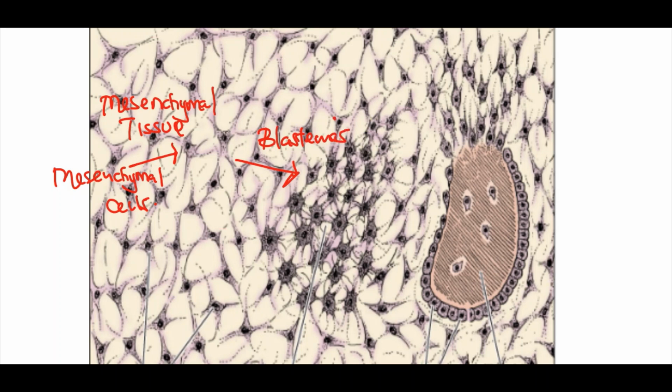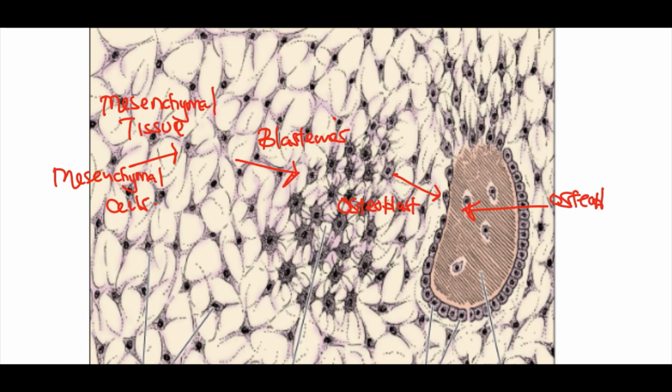This here is mesenchymal connective tissue. Mesenchymal tissue. What you see here, these are mesenchymal cells. Mesenchymal cells have got the ability to differentiate into any cell. So they will develop first into these cells, which are called blastemas. The blastemas will now produce these cells, which are known as the osteoblasts. The osteoblasts will now start secreting osteoid.